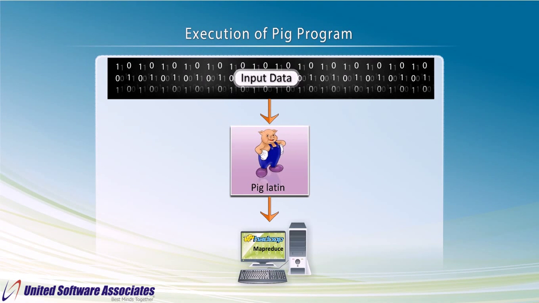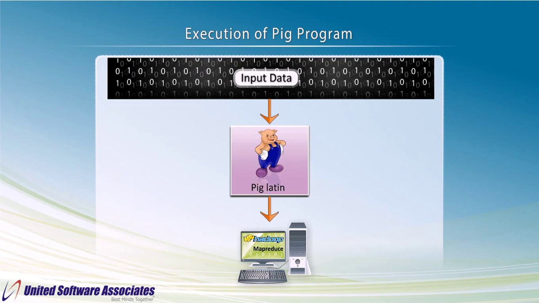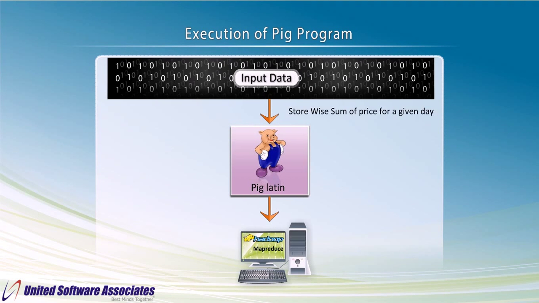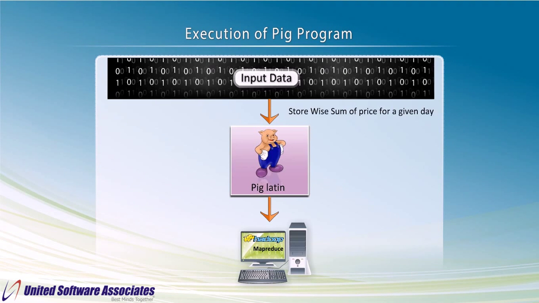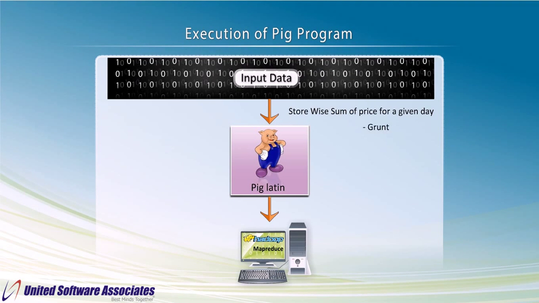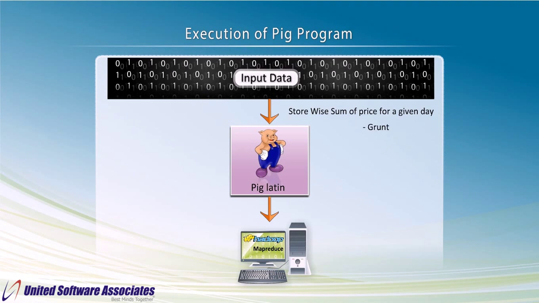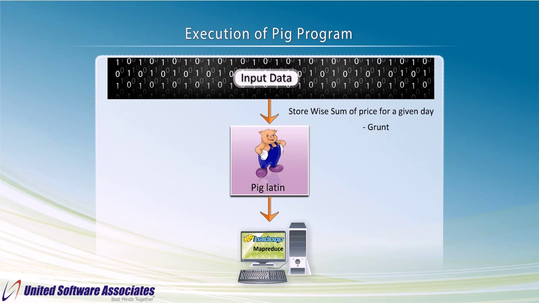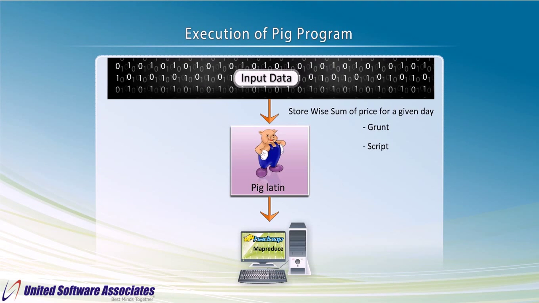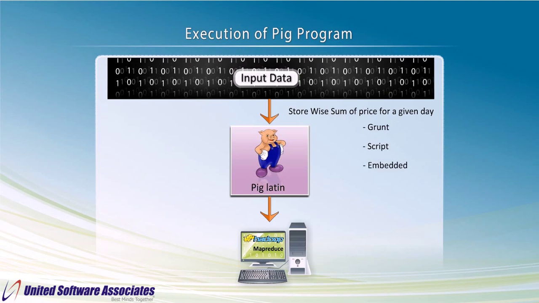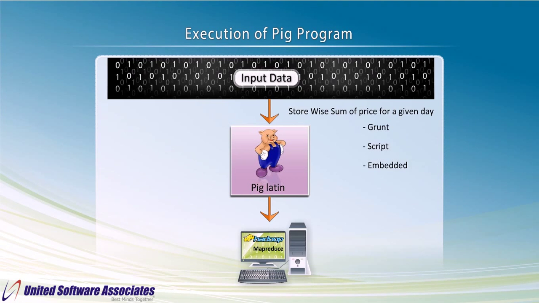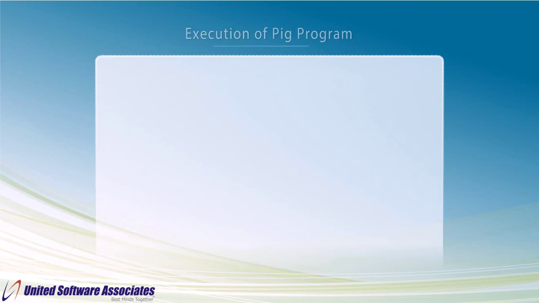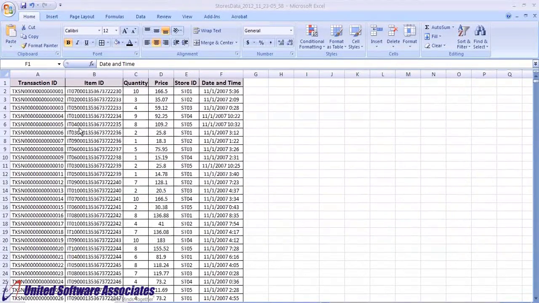As the video proceeds, we will write a program to calculate store-wise sum of price for a given day in Pig Latin. We will execute the program in three ways. First, grunt. Grunt is an interactive shell for running Pig commands. Second, script. Pig can run a script file that contains Pig commands. And last, embedded. You can run Pig programs from Java using the PigServer class. So let us start with execution of program using grunt.